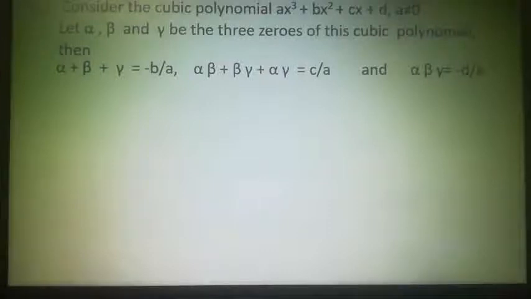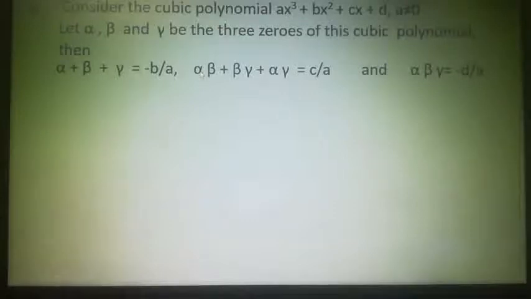Finally, you can get these three relations. For the quadratic polynomial, there were two relations, alpha plus beta and alpha beta. Here we have three relations because there are three zeros. The sum of the three zeros, alpha plus beta plus gamma, is given by negative b by a. So it's in the same way: negative of the coefficient of x square by the coefficient of x cube.